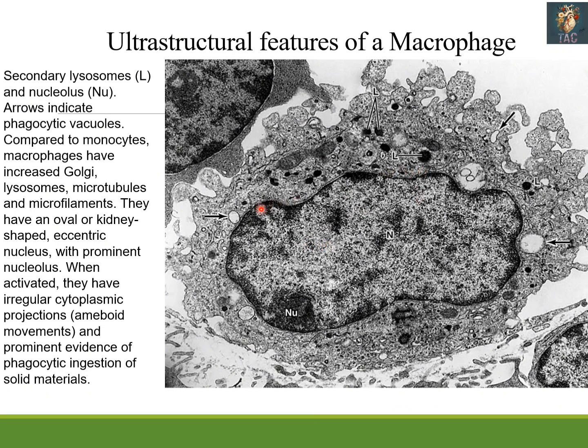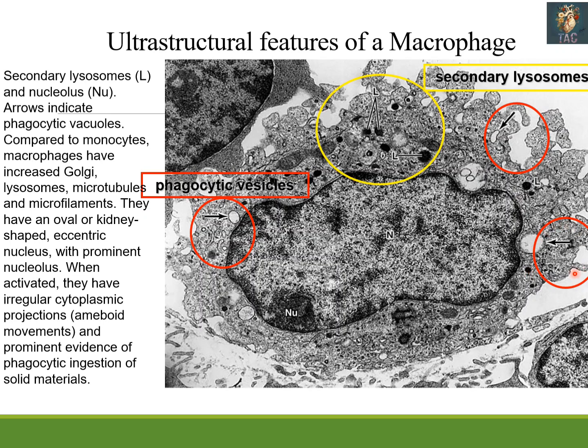Here you can see the nucleus of the macrophage along with the nucleolus. In this area, the dark colored area shows the lysosomal vesicles, and in this area is another lysosomal vesicle. In addition, you can see profiles of the Golgi apparatus and the rough endoplasmic reticulum. The nucleus is usually indented and resembles a kidney shape. These are the phagocytotic vesicles, and these areas show the secondary lysosomes. This dark colored area shows secondary lysosomes.